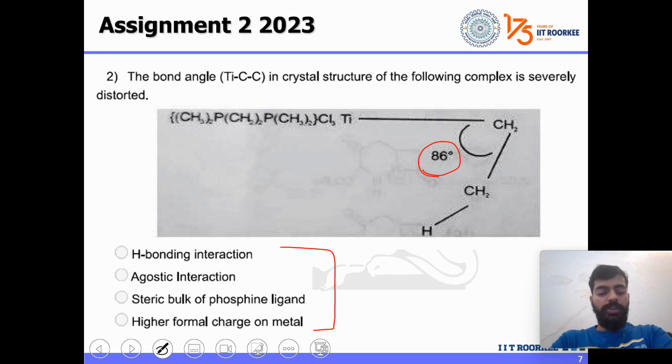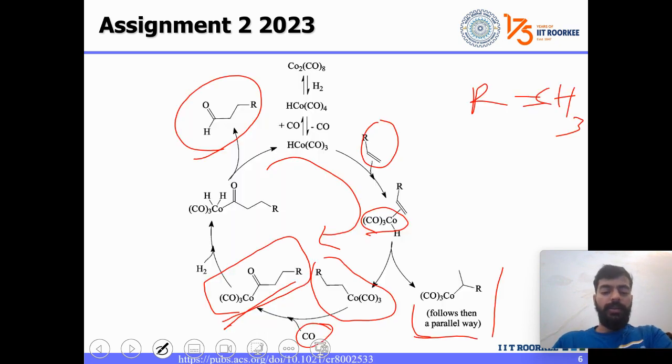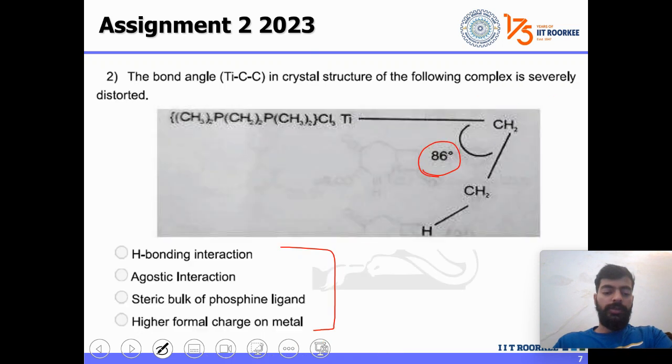Such types of questions I have already addressed in my previous lectures for metal mediated synthesis, but we will discuss it again and I will give you the reference. I have provided the reference for this question also. You can directly follow this research article for this particular question. Again, the bond angle for titanium carbon-carbon in the crystal structure of the following complex is severely distorted. What may be the reason? Hydrogen bonding interaction, agostic interaction, steric bulk of the phosphine ligand, higher formal charge on the metal.